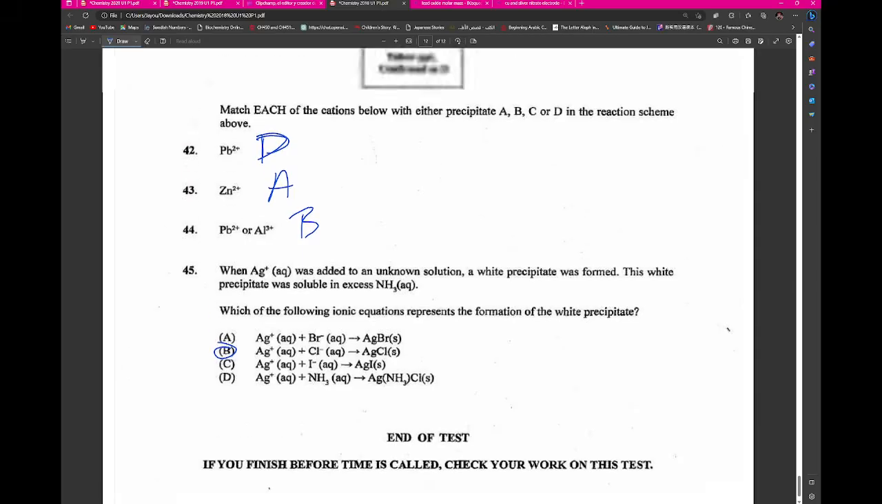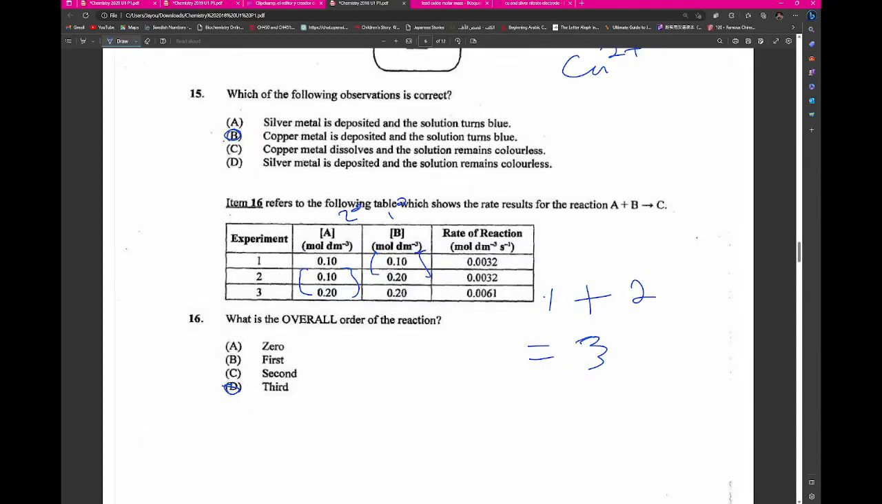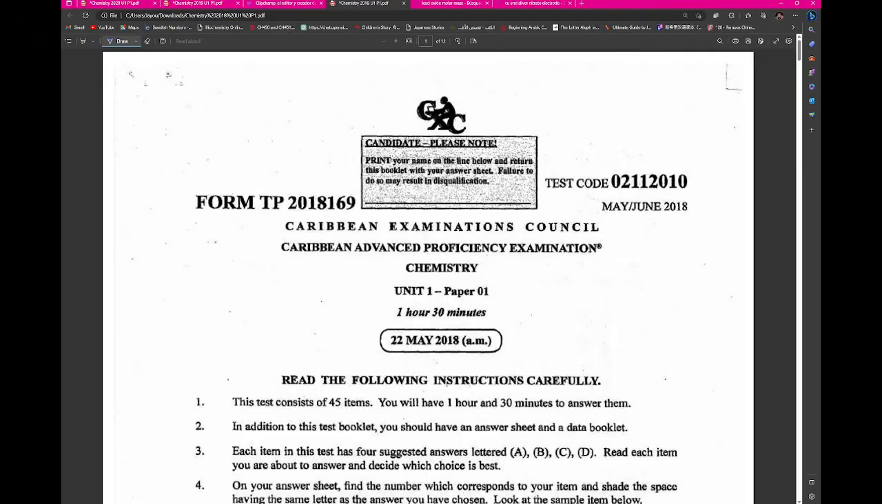Right? And that's the end of the 2018 Chemistry Unit 1, Paper 1. Right? So that's that.